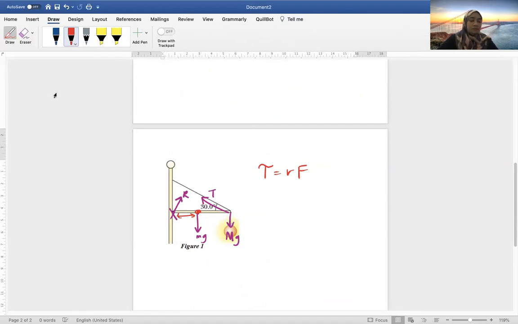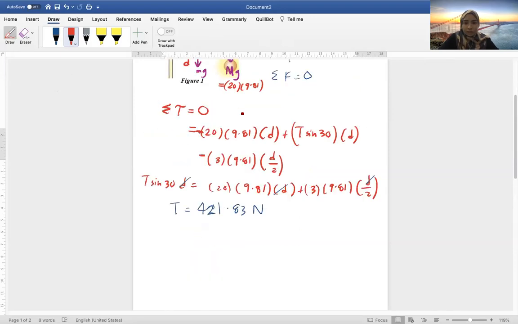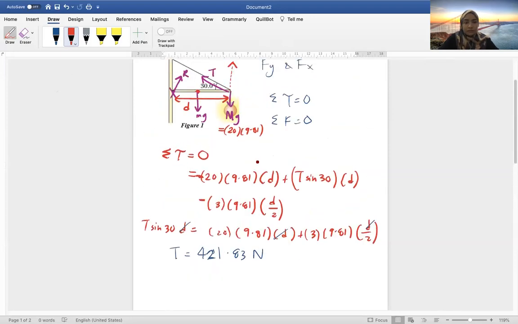But doctor, so why don't we include torque 1 plus torque 2? Did we not include it in our equation? We did. It is 3 times 9.81 times D over 2. This is the weight of your beam. Sorry, doctor, I misunderstood. Thank you, doctor.